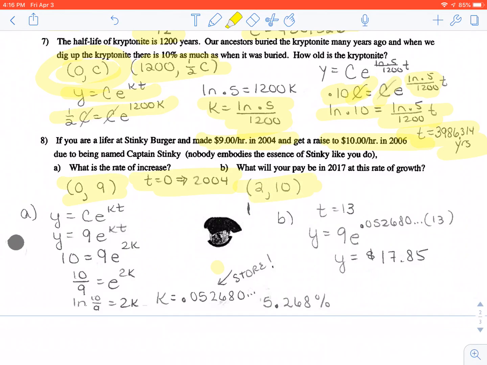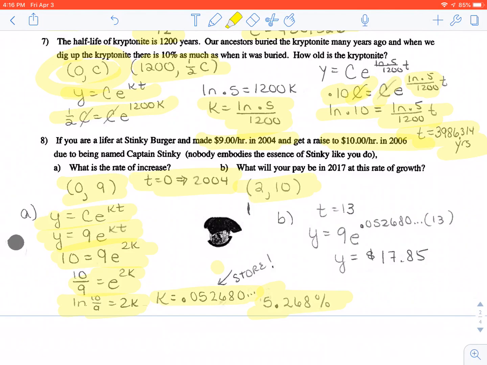In 2006, which was 2 years later, so if 0 is 2004, 2 would have to be 2006, $10 was the rate. Okay, so the rate of increasing, assuming it's an exponential equation, we're going to put in 0, 9, y is 9, t is 0, and we'll get the C value 9. Then I'm going to put in the 2, 10, so 10 for y, 2 for t, divide both sides by 9, ln both sides, store the value. What is the rate of increase? If I change that to a percent, it's 5.268%.